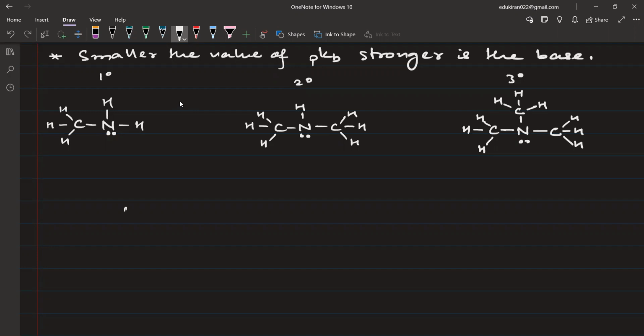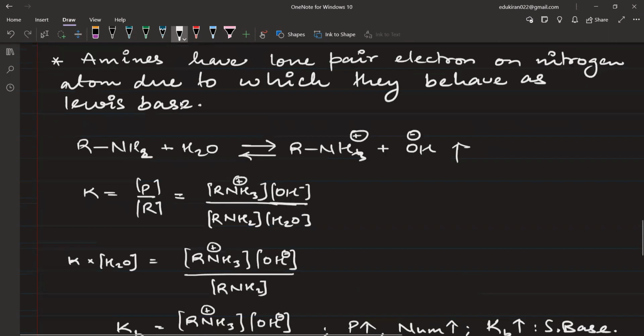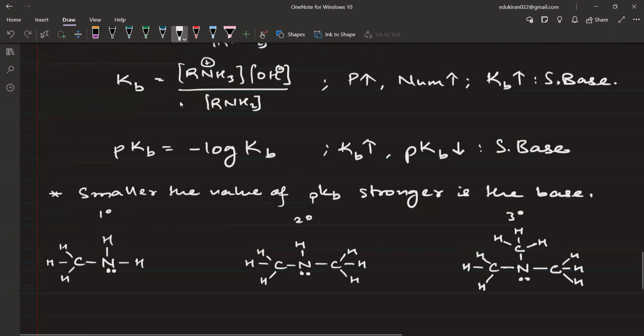What do you guys think? Should their basic character be determined by this lone pair only? We have written here, the first line we wrote, amines have a lone pair electron on nitrogen atom, due to which they behave as Lewis bases. This nitrogen atom is only attacking the hydrogen. And what is the work of a base? To abstract hydrogen. So this nitrogen's lone pair is attacking the hydrogen, and lone pair electron is the main criteria for the basicity.